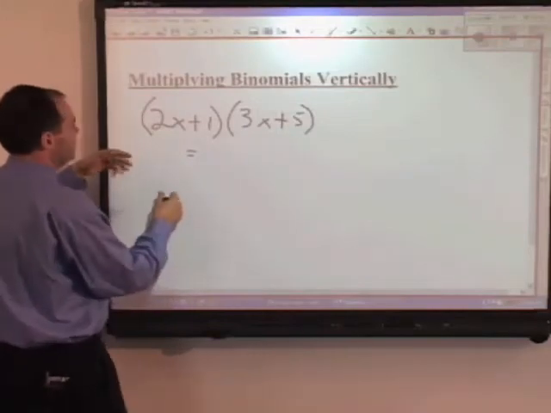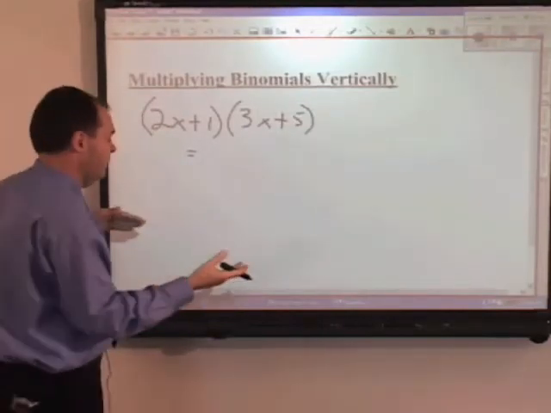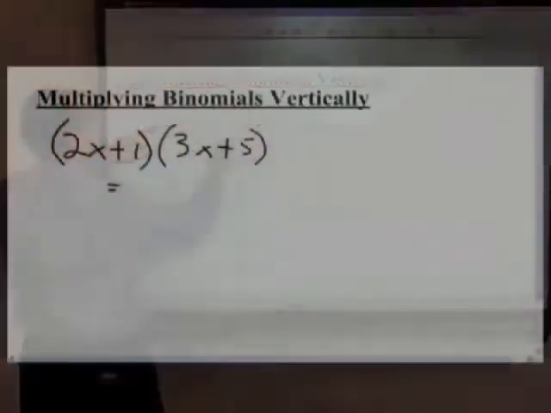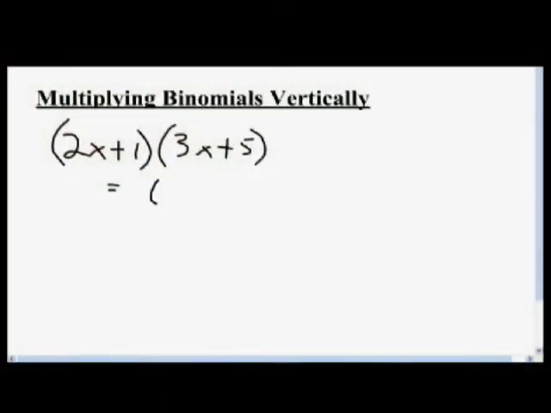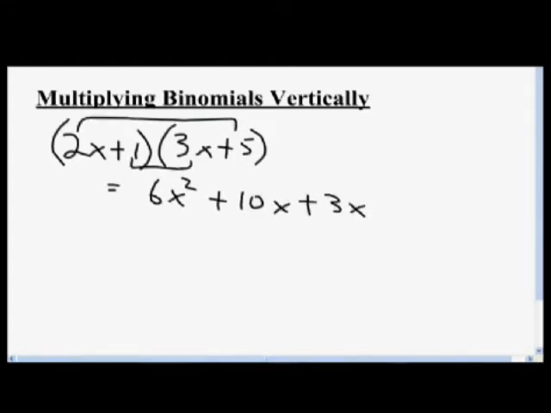So just to review this, because I'm going to show you a different way to multiply binomials in a minute. The first two terms multiplied give us 6x squared. The outside term, 10x, combined with the inside term, 3x, and the last term, 5, gives us a result of 6x squared plus 13x plus 5.